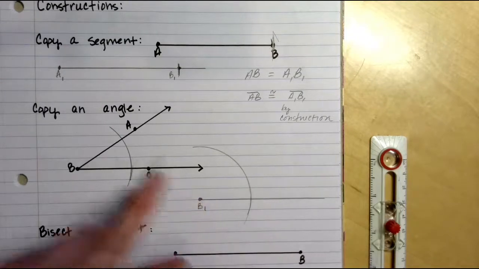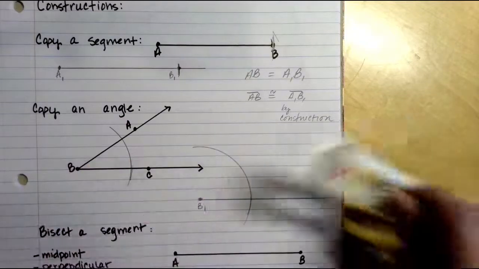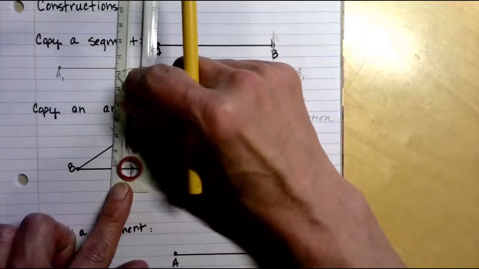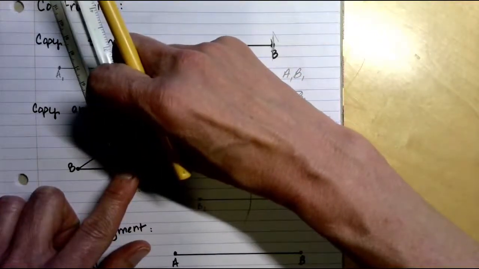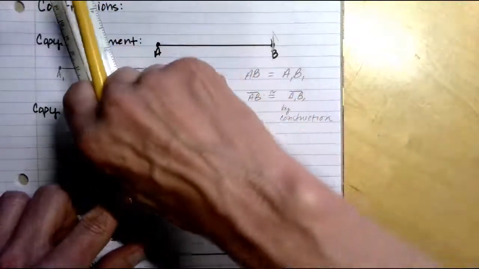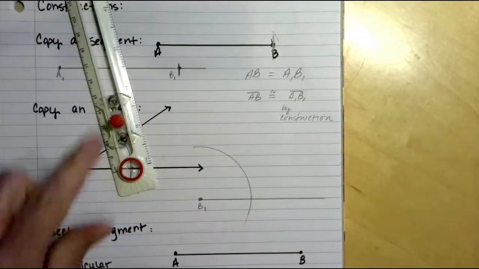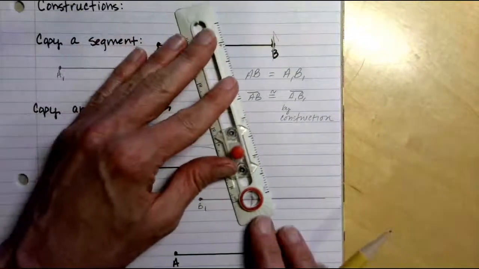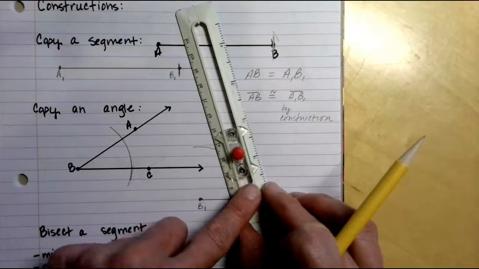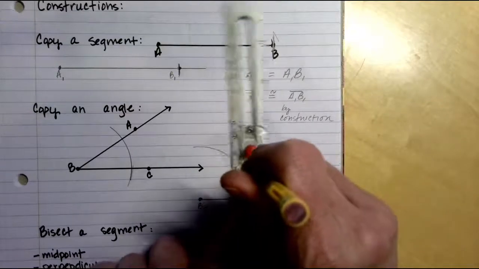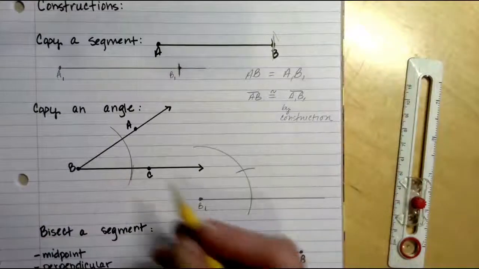So my next thing is I want the mouth of this angle to match here. So what I'm going to do is I'm going to take this tool and measure how wide the angle is open at this particular point. I'll put my bullseye right there on that intersection and draw an arc designating how far this distance is.